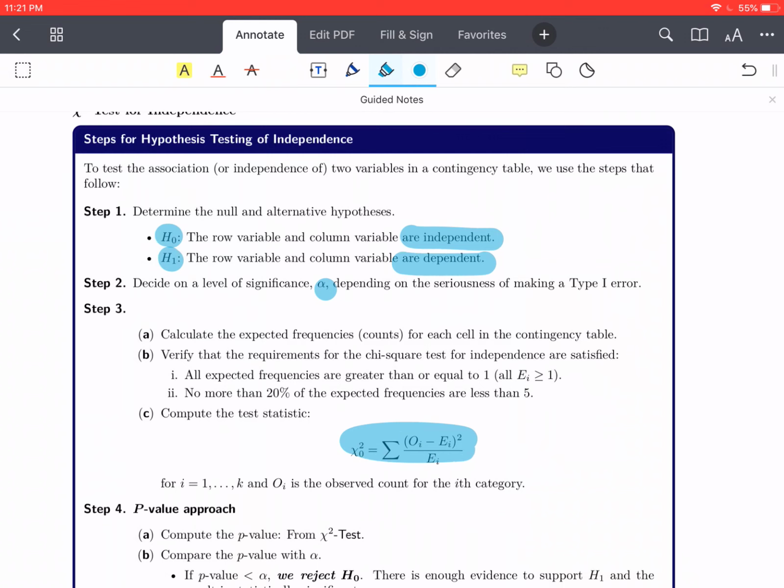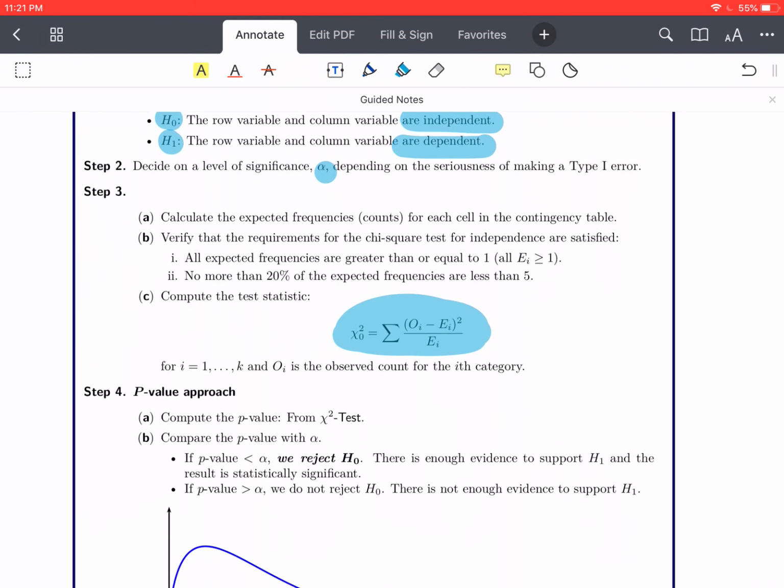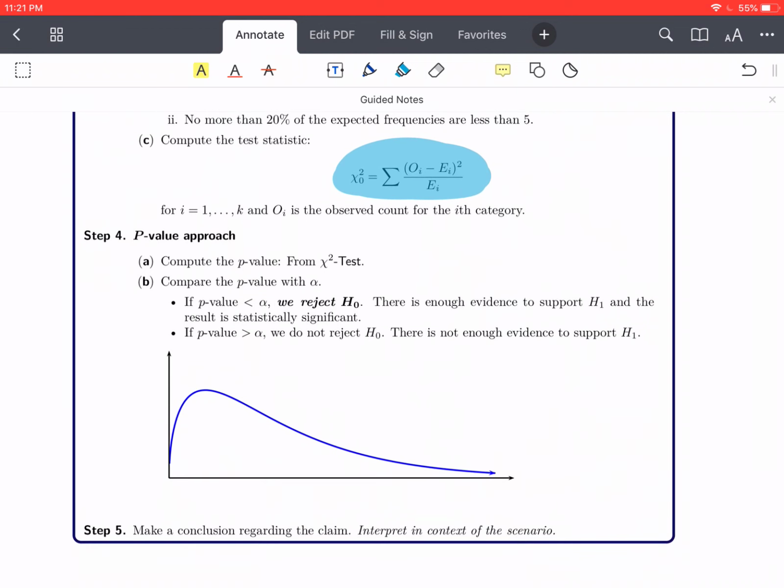And then the test statistic is computed exactly the same way as it was for the goodness of fit test. The only difference is that instead of an expected count, it's technically an expected frequency, but in essence they are the same thing. And then we're going to, again, use Desmos, use our technology to find the p-value, and then use that to draw our conclusion for this hypothesis test.